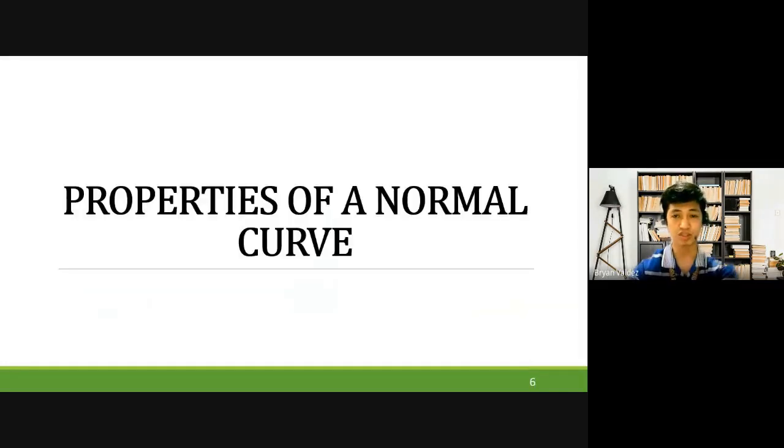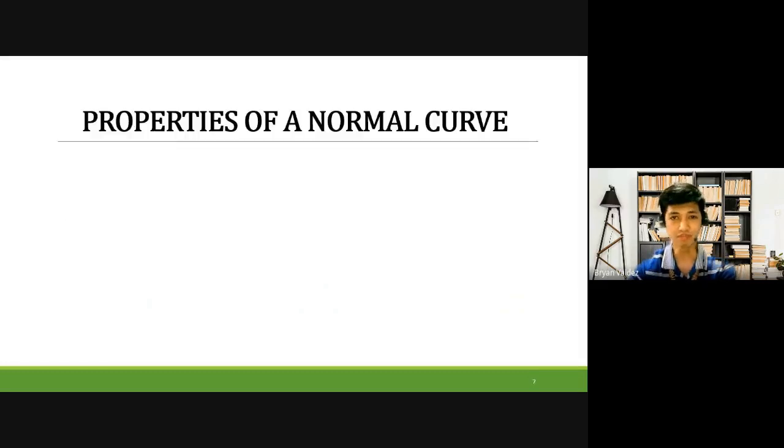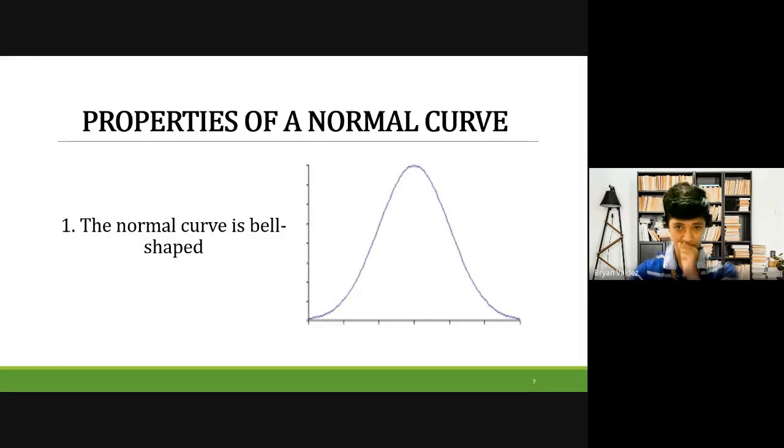Ayan. So, properties of a normal curve. I think meron 6 properties yung normal curve. The first property is that the normal curve is bell-shaped. So kailangan bell-shaped yung itsura ng isang normal curve. Ito yung normal curve. You have the x-axis and then the y-axis and then just plot the given data, and kailangan maging bell-shaped siya.